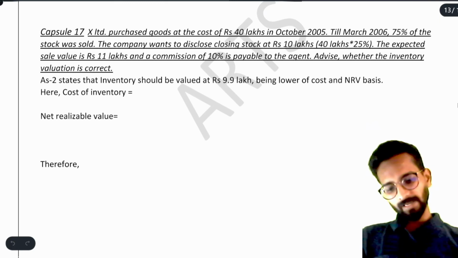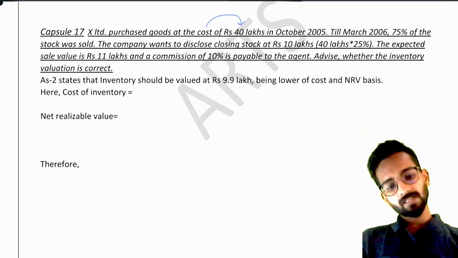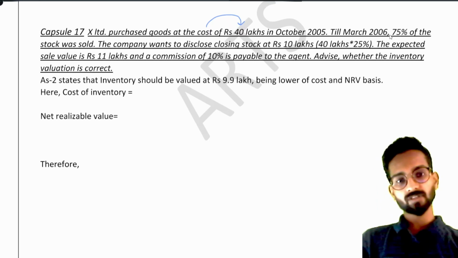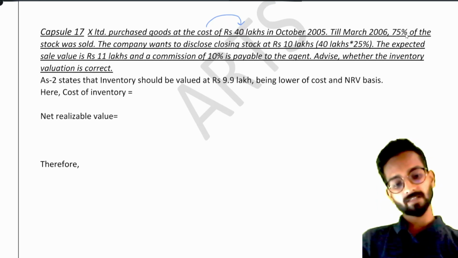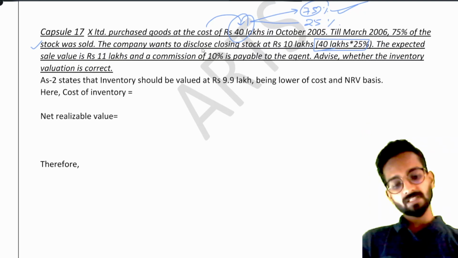Check. X Limited purchased goods at the cost of rupees 40 lakh. This is cost in October 2005 till March 2006. As on the date of closing, it means balance sheet date, 75% of the stock was sold. Out of 40 lakh, 75% is sold. The company wants to disclose closing stock at rupees 10 lakh, that is 40 lakhs multiplied by 25%. It means 75% is already sold. How much do we have in our factory? 25% only. Now the company is saying I want to show that cost multiplied by 25%.